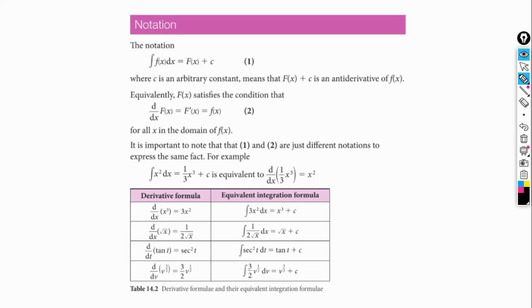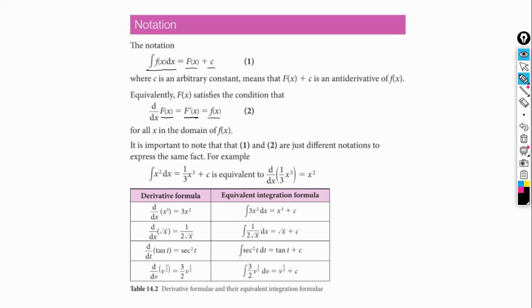In the next slide, you're going to see a couple of things about notation of integrals. Now the integral would be finding the antiderivative. So for example, if you do the integration of f of x dx, then that would be capital F of x plus c. Equivalently, that means that capital F of x would satisfy the condition that the derivative of capital F of x, as you can see here, is equal to f of x, the original function.